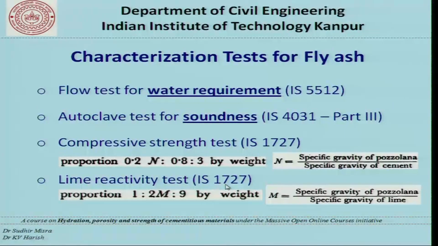Likewise, in the lime reactivity test, which is also as per IS 1727, this test is basically similar to the compressive strength test in the sense that you again prepare a mortar cube specimen, but the only difference is that the proportion here is 1 is to 2M is to 9, where 9 is the amount of sand, 2M is the amount of pozzolan, and 1 is the amount of lime. So, the difference between these two tests is that here you use cement along with fly ash or pozzolan, here you use lime along with pozzolan, and the other difference is that the proportion of the mortar is different. However, the factors N and M mentioned in these two are pretty much the same, in the sense that M is the ratio of the specific gravity of pozzolan to the specific gravity of lime. Likewise here N is the ratio of the specific gravity of pozzolan to the specific gravity of cement.